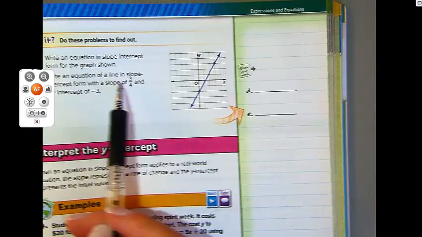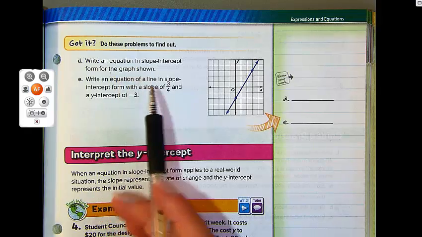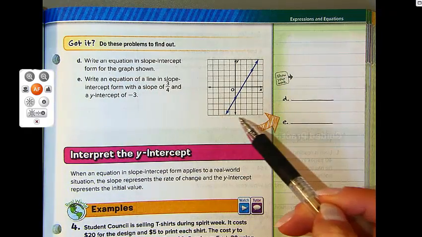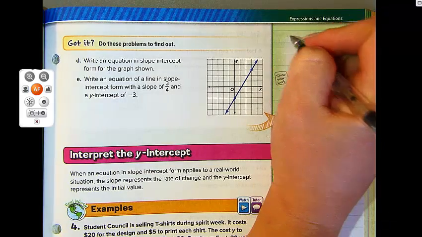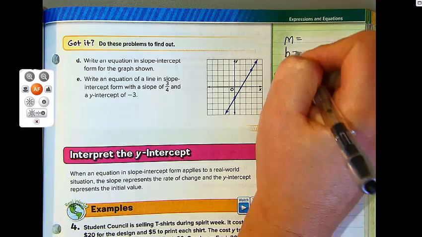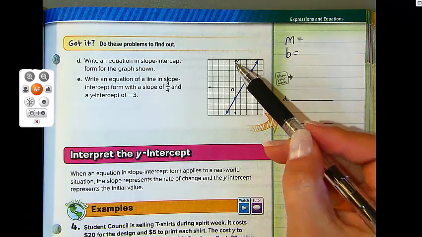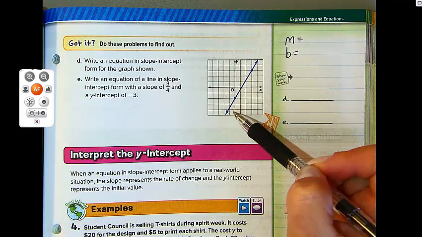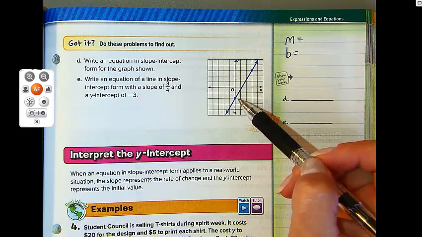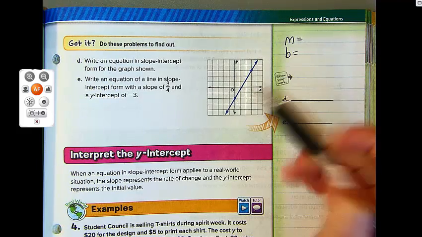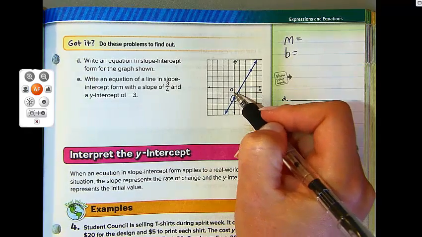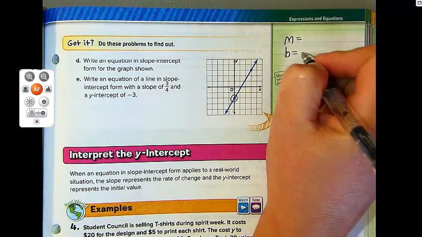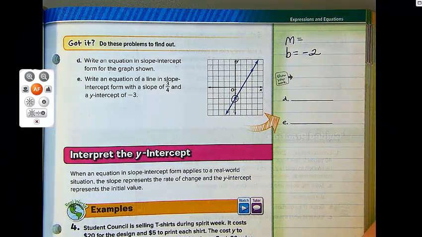Okay? Let's look over here at the got it problems. Let's do D. It says write an equation in slope-intercept form for the graph shown. So we're looking at this graph right here, and I want to find what is my m. I have to find my slope, and I have to find my y-intercept. Well, the y-intercept is where it crosses the y-axis. So I'm looking for where this line crosses this up and down axis, because this is my y-axis. And where does this graph cross it? It crosses it right here. So if I count, that's at negative 1, negative 2. So my b is a negative 2. My y-intercept is a negative 2.